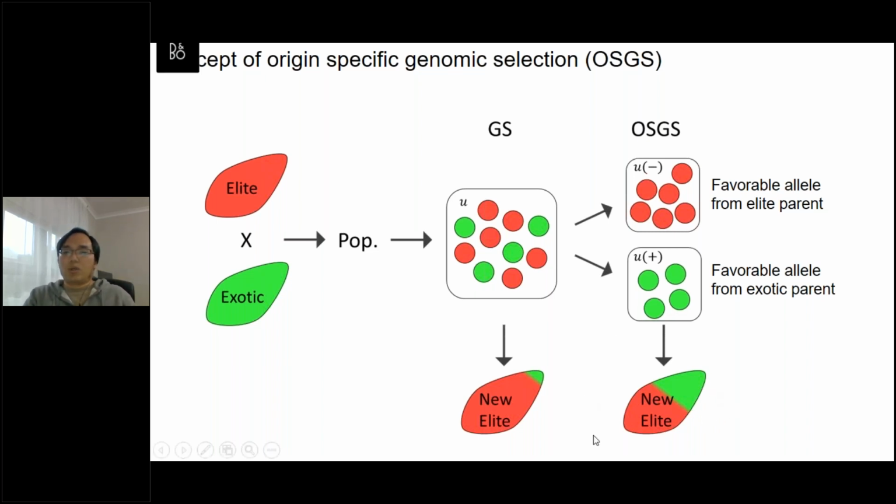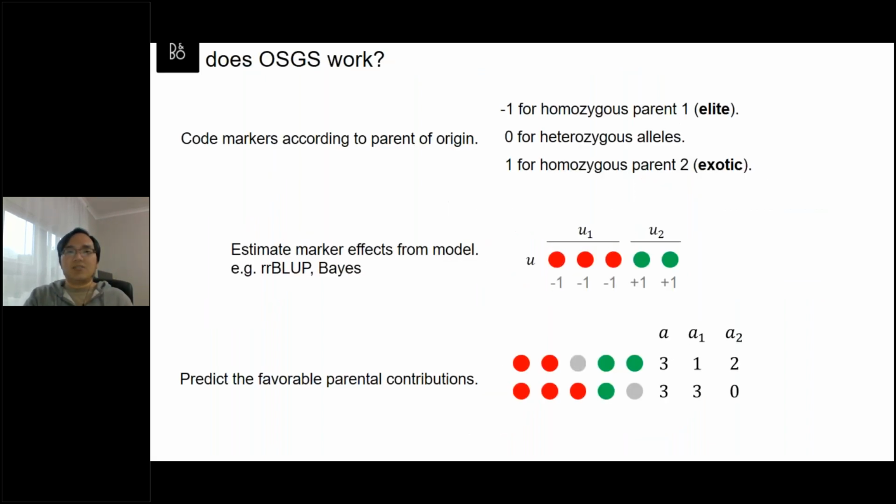So in this case, we're able to drive more favorable alleles from the exotic parent. So this is kind of the concept of it. In reality, how do we achieve that? It's fairly simple. I'm going to skip over the technical stuff and try to do this in a simplified way.